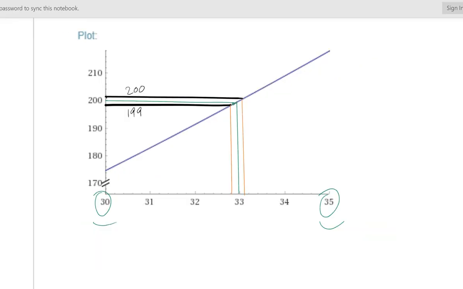I'm sorry, this is 201, this is 200. So 201 is on top and 199 is on the bottom. So that's 201 over here and 199 over here. When you take those values of the temperature, the question is, what are the corresponding values in the wattage? It's the wattage over here.